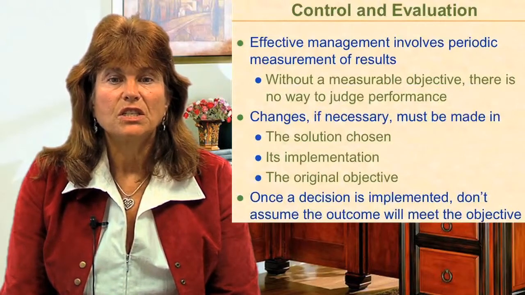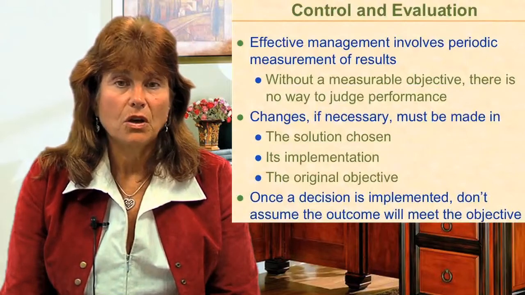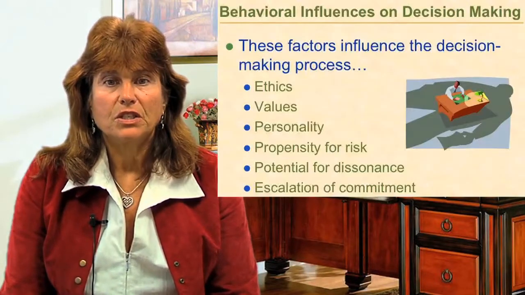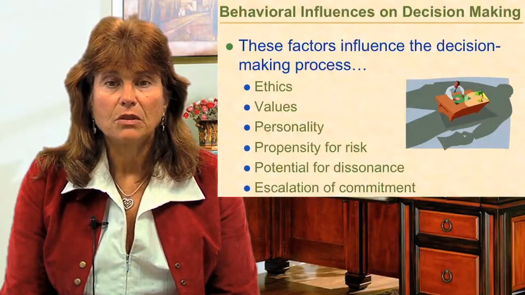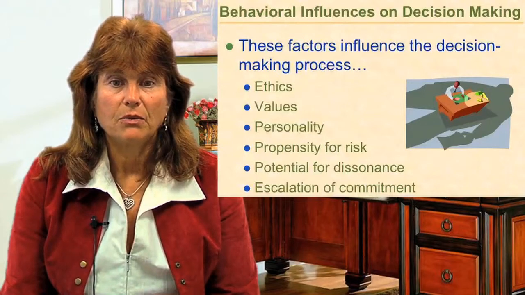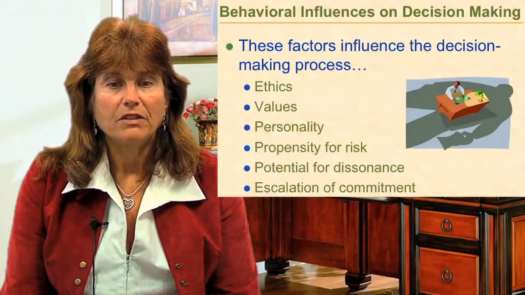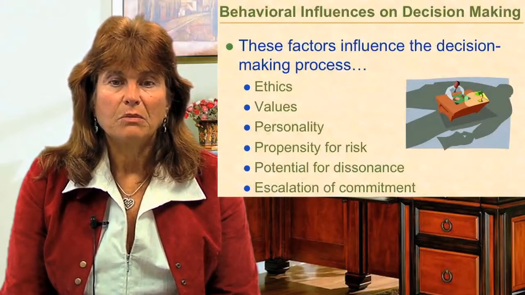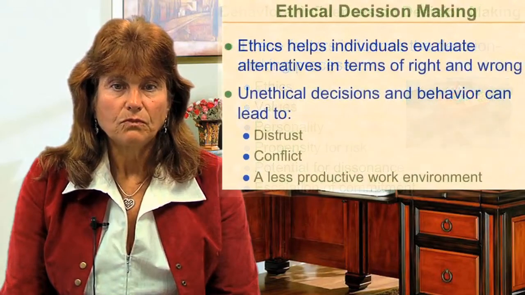Once the decision is implemented, we shouldn't always assume that we're going to accomplish the outcome that we had. Sometimes trying to solve one problem creates another problem. Behavior influences decision making, and this could involve the ethics, the values, the personality, how averse someone is to risk or how much they like risk, how much dissonance they might have once they make a decision, and their commitment to it once they make a decision.